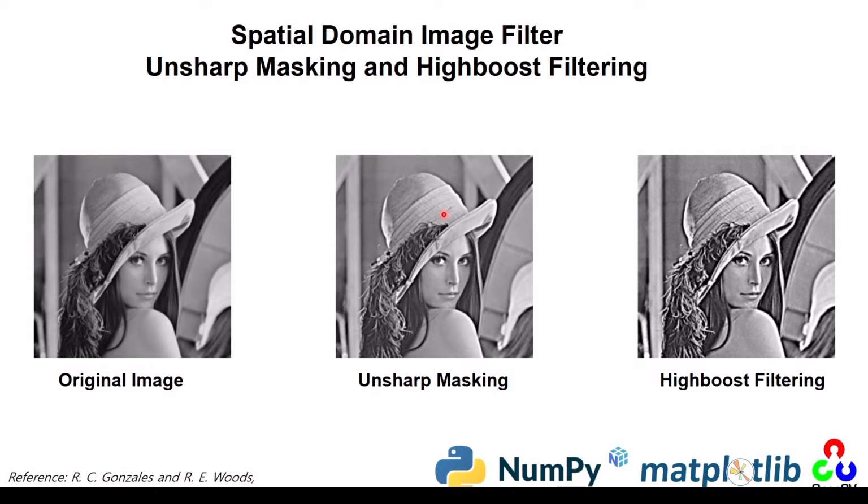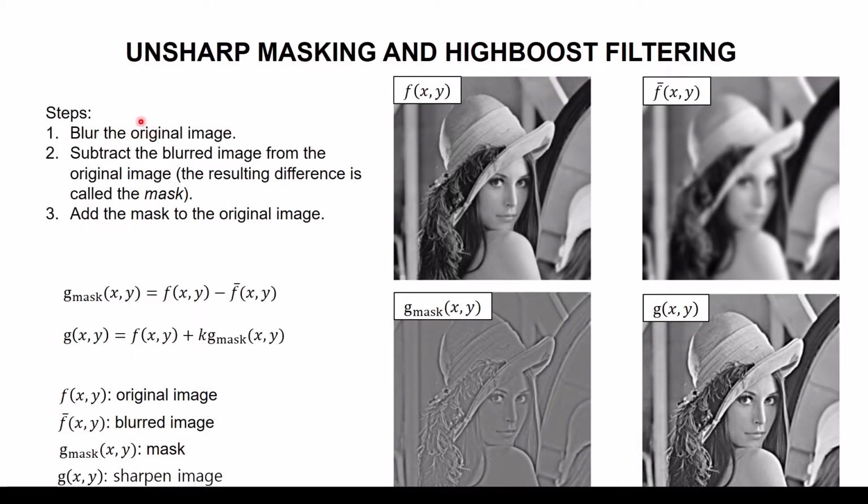In this video, I will show you how to do image sharpening in the spatial domain using unsharp masking and Highboost filtering. The first step, we need to blur the original image. Next, we subtract the blurred image from the original image. From this process, we will get a mask. Then, we add the mask to the original image and we will get the sharpened image.